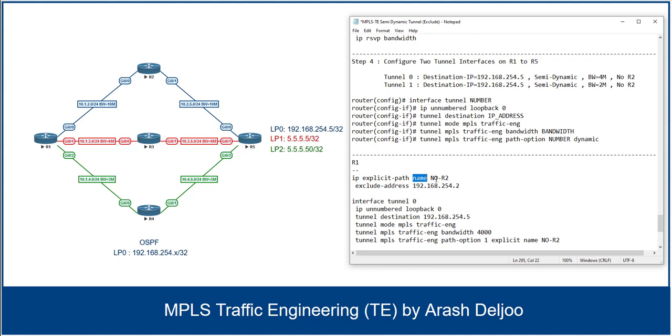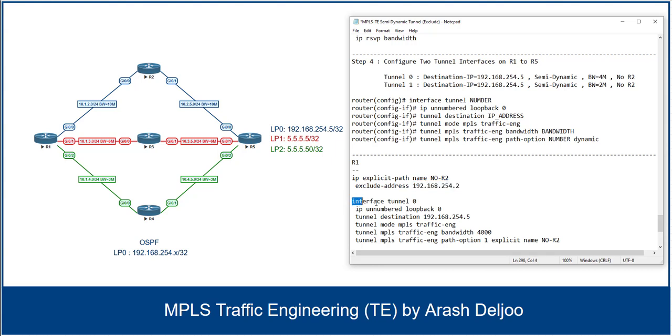IP explicit path name no R2 means please don't pass from router 2. Okay, this is the name. Exclude address is the router ID of router 2 or the IP address of the interface of router 2. Both of them can be used. Exclude address means please don't pass from 192.168.2.542. This can be router ID or traffic engineering router ID or IP address of the interface of router 2.